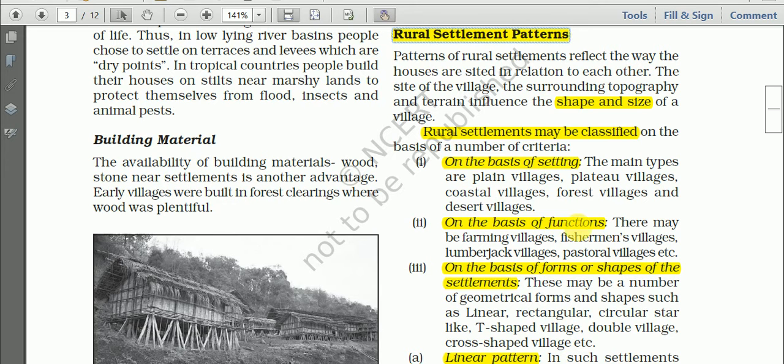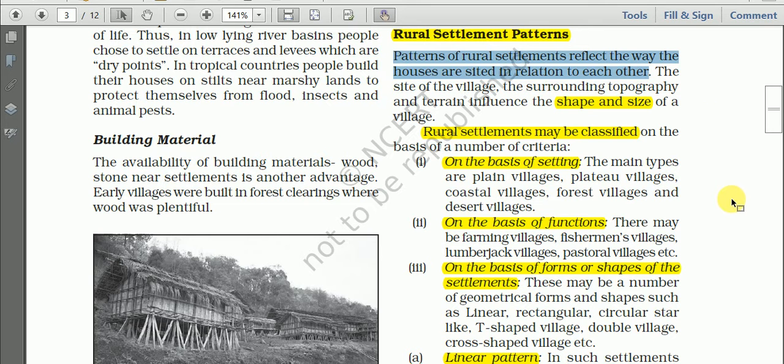Now let us read. Patterns of rural settlements reflect the way the houses are sited in relation to each other. That means the shape of the rural settlement reflects the way the houses are located in relation to each other.